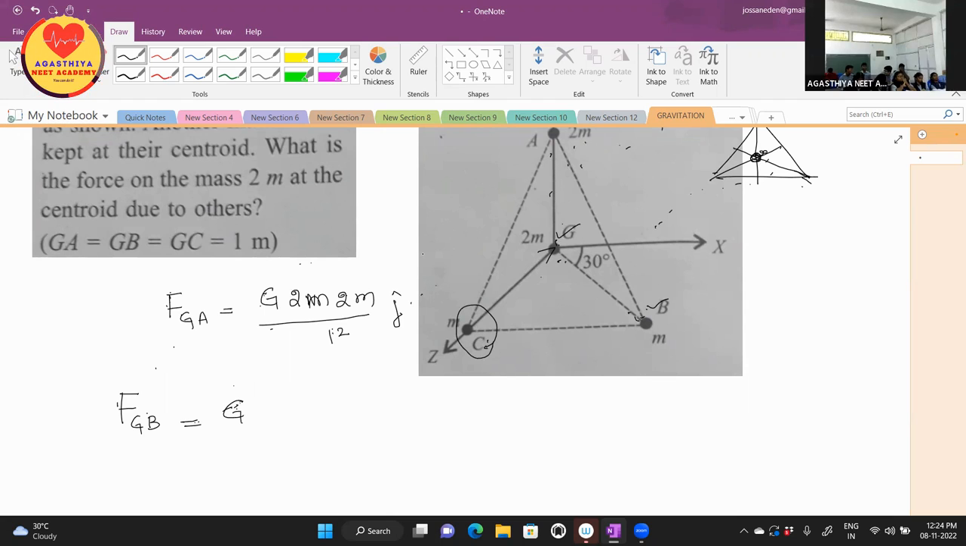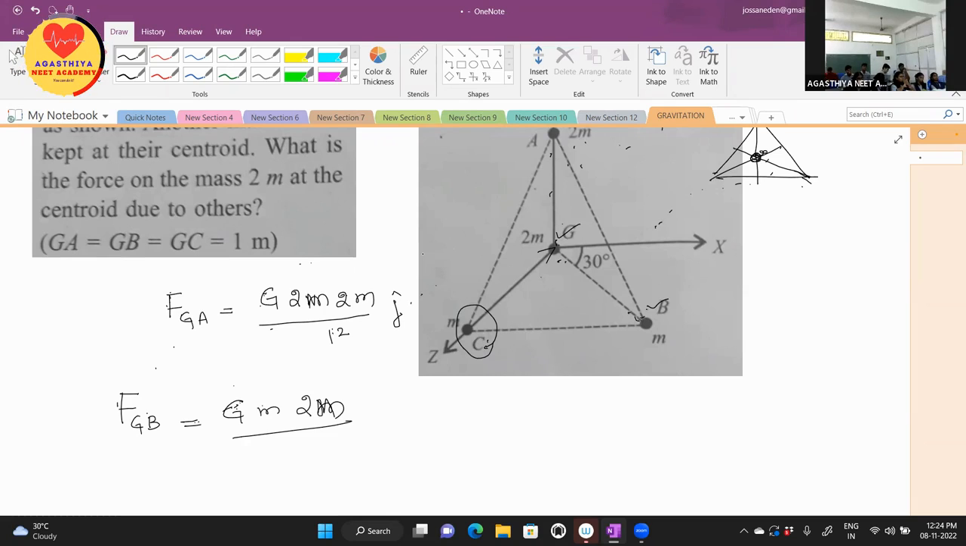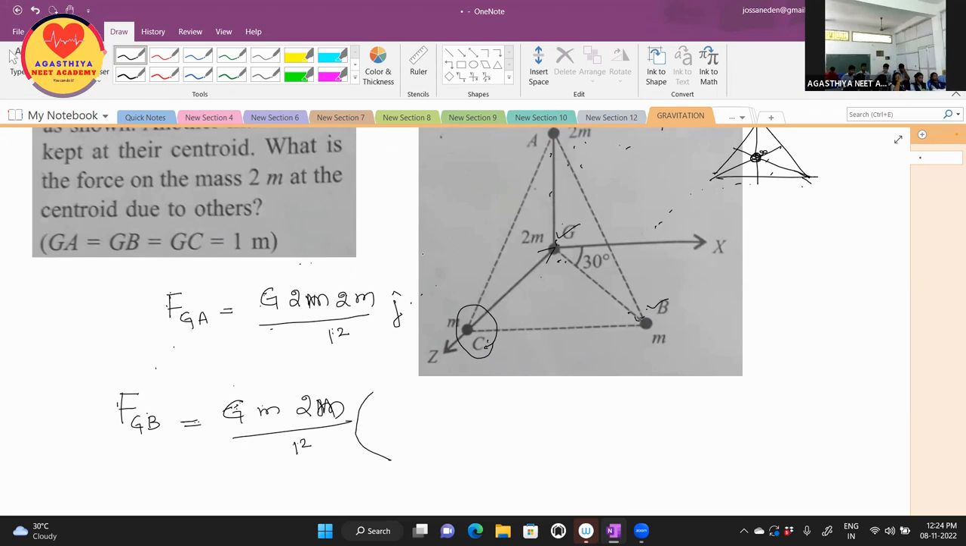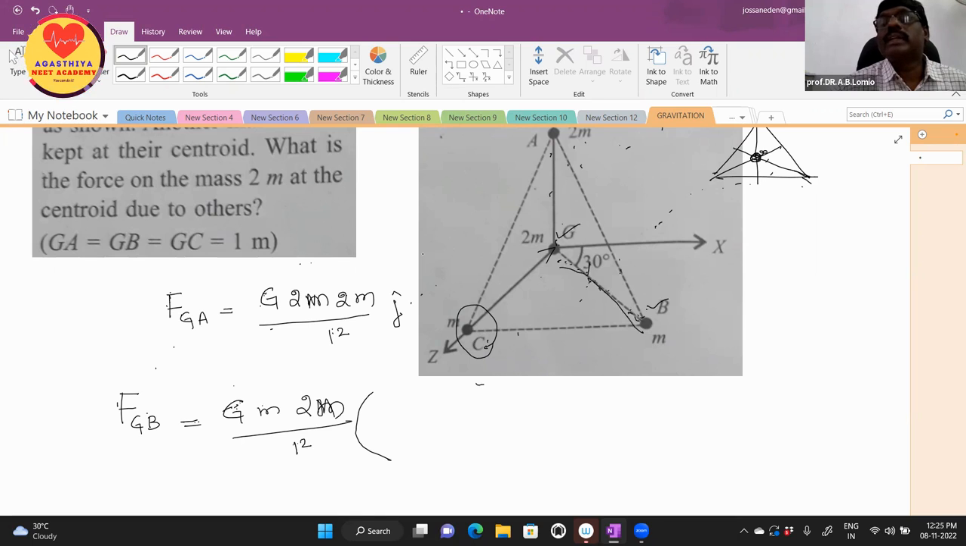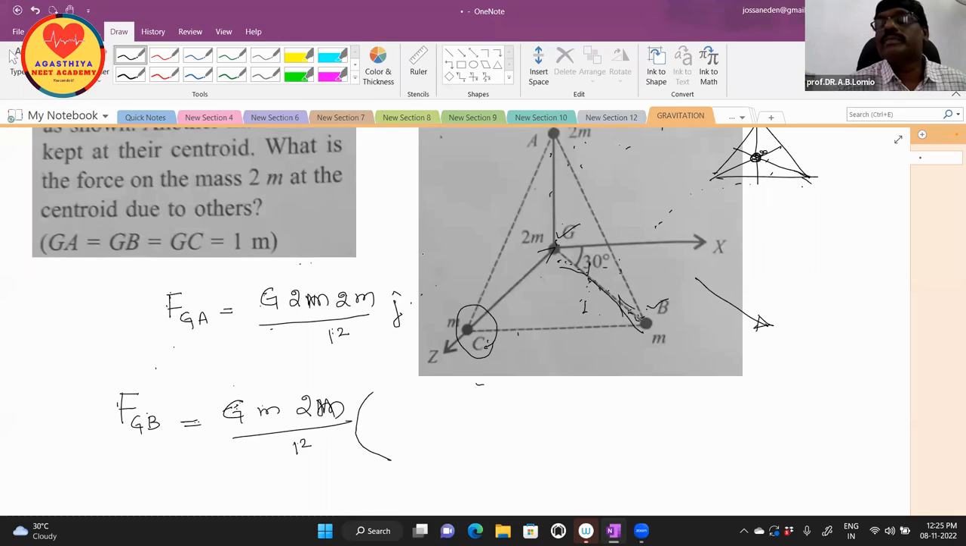Here the mass is small m, and the mass placed at G is 2m. The distance between B and G is given as 1 meter here also. But all of you listen. The force of attraction, like this. Consider this one, the force of attraction, say GB.